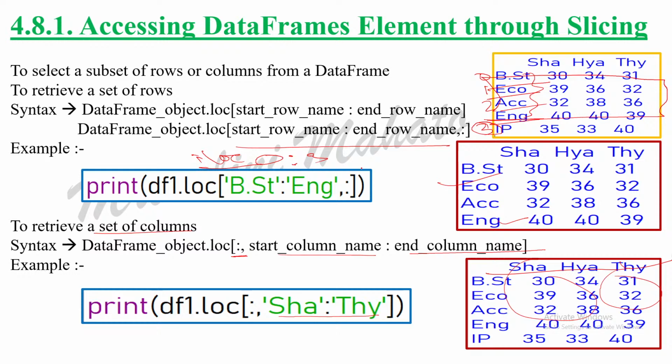Listen, comma colon: you can write comma colon, otherwise you can skip it also. This is comma colon because the ending you have to put in the colon, which means it will accept them as row labels. You can skip it also, because the loc command by default accepts the row label. So here there are two syntaxes: start row name colon end row name, and another, start row name colon end row name comma colon. Both are correct. You can use any format.